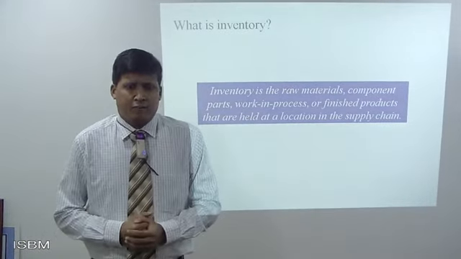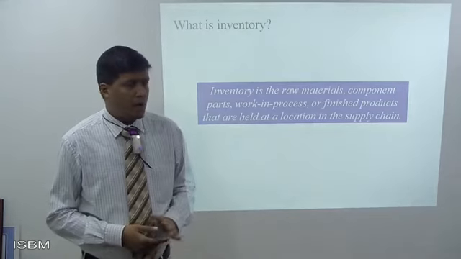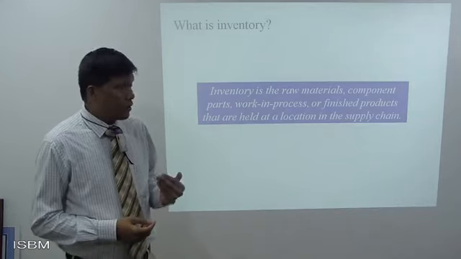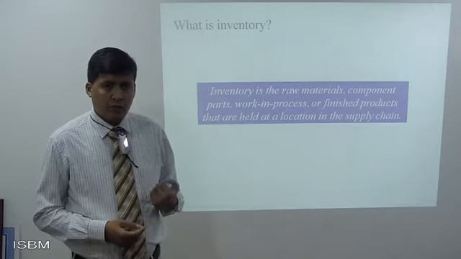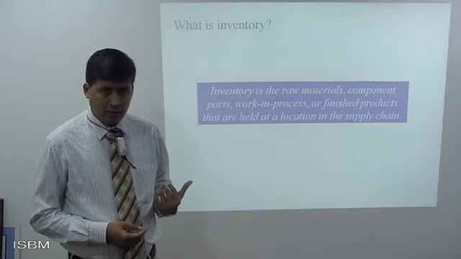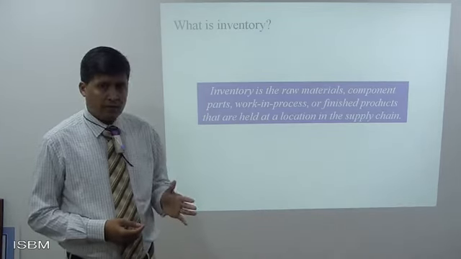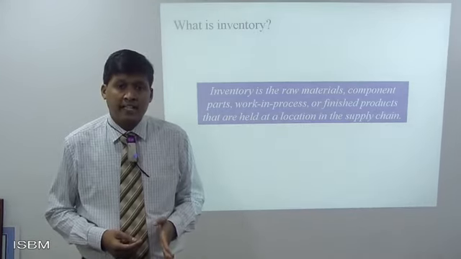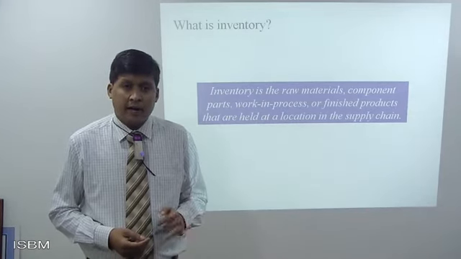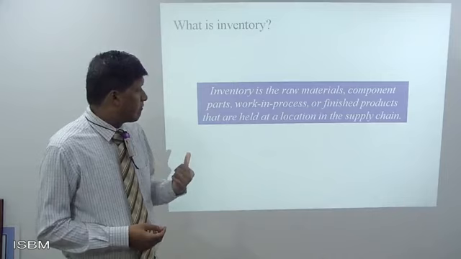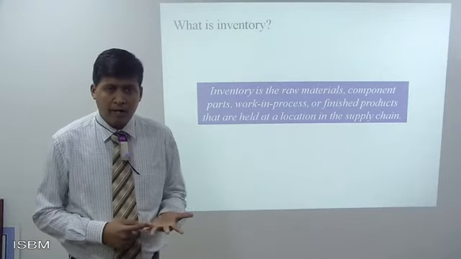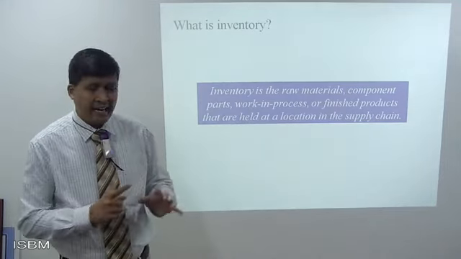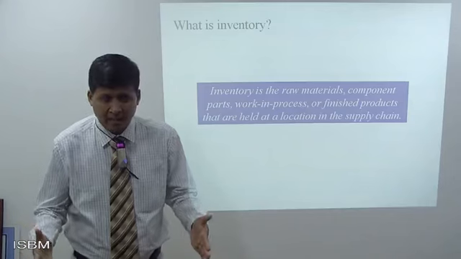So let's define then what is inventory. Now, inventory is the raw material, component parts, work in process, or finished products that are held at a location in a supply chain. Now, I repeat, any inventory can be defined as raw materials, component parts, work in progress, finished products which are held at a location in the entire supply chain value.